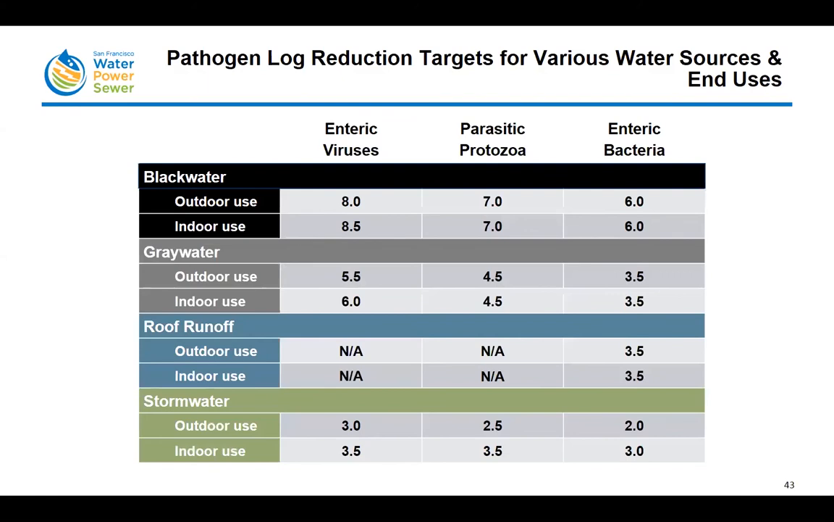This is the table of the water quality standards that came out of that report, for the various sources and end uses. So the way you use this table is to look at what type of water source am I capturing. So if I'm capturing blackwater, for example, and I want to use it for indoor toilet flushing, I would go to the line that says blackwater indoor use. And so I would have to meet an 8.5 log reduction of virus, a 7 log reduction of protozoa, and a 6 log reduction of bacteria.